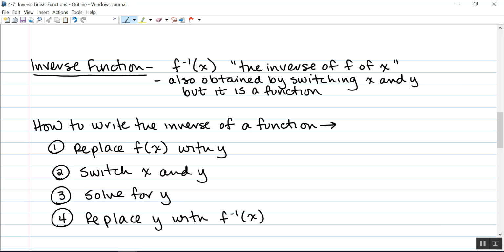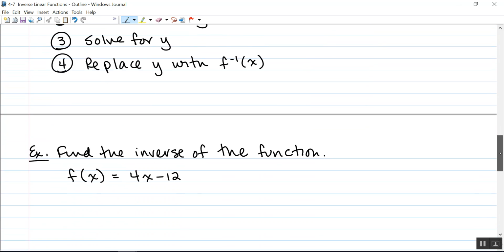So what we're going to be doing is writing the inverse of a function, and here are the 4 steps you have to follow. The first step is to replace f of x with y, and we've talked about this before, that f of x is just another way of saying y. Then we're going to switch the x and the y in the equation, solve the equation for y, and then undo what we did in step 1, and that is replace y with our inverse function notation. So let's take a look at an example here.